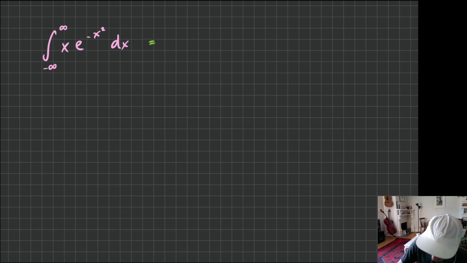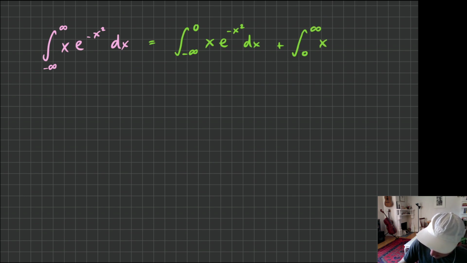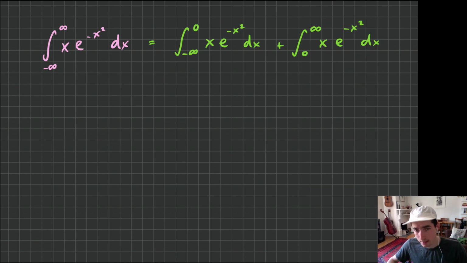So this is going to be the integral from negative infinity to 0 of x times e to the negative x squared dx, plus the integral from 0 to positive infinity of x times e to the negative x squared dx. And if you wanted to, you could just say this is an odd function.